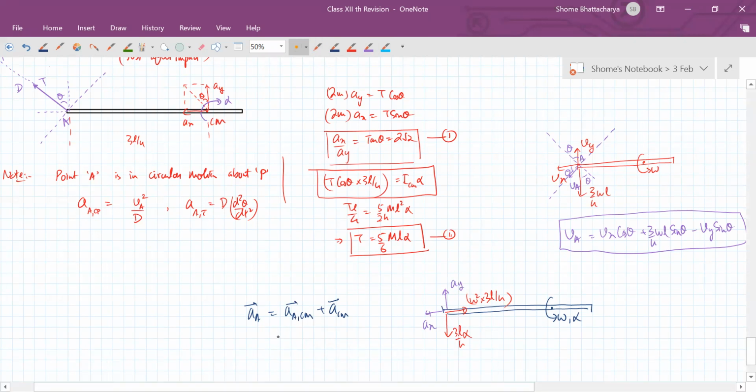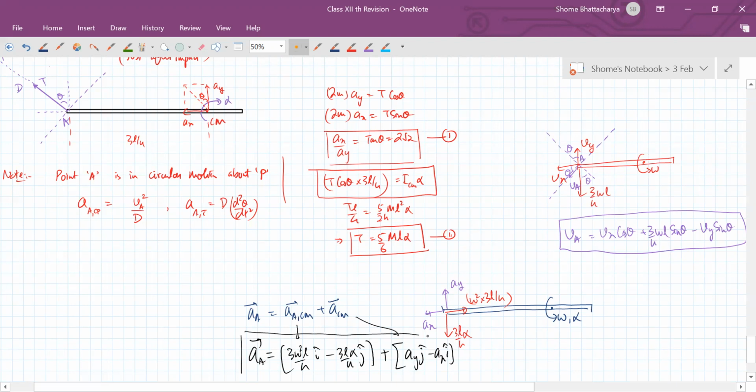Okay, you can see that this term, acceleration of A with respect to center of mass, is equal to 3 omega square L by 4 I cap minus 3L by 4 alpha J cap. Okay. And this term, the acceleration of the center of mass itself, is minus AX I cap, or you can just write it. So this is the acceleration of the point A. Okay.